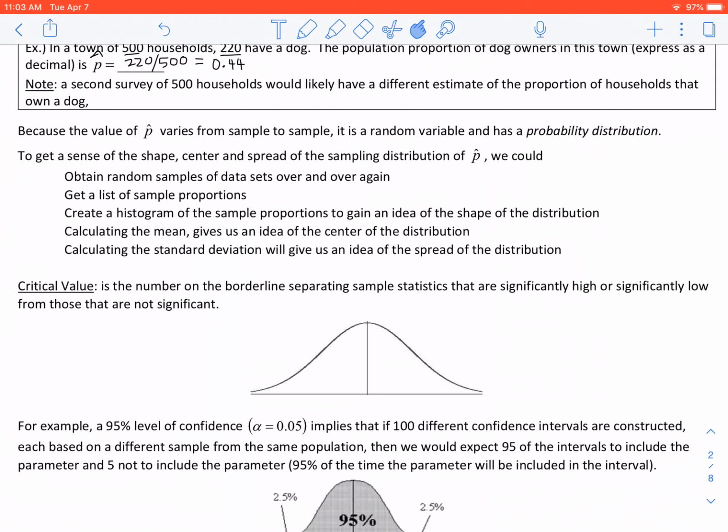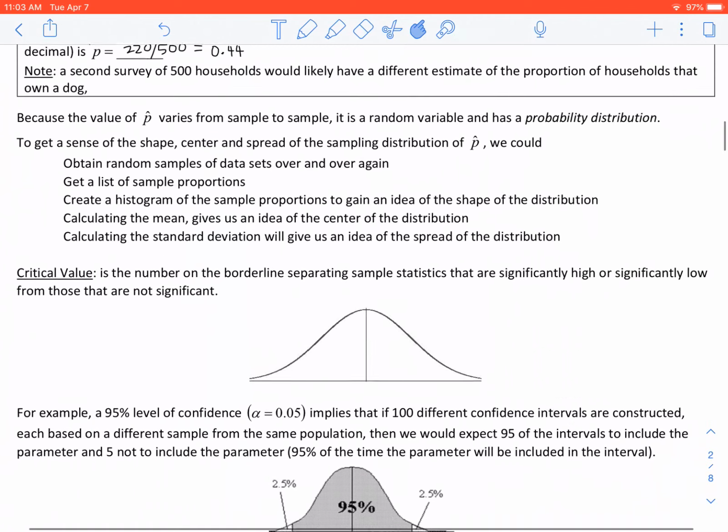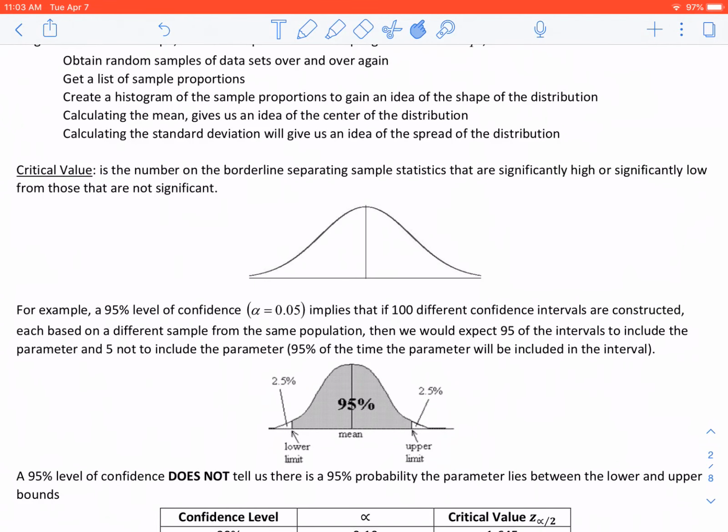To get a sense of the shape, center, and spread of the sampling distribution, I'll let you guys read through those on your own. Next thing we have is a critical value, a number on the borderline separating the sample statistics that are significantly high and significantly low. So again, depending on the cutoffs that we're going to be using, we're going to have significantly high and then significantly low. And then again, anything in the middle is not significant.